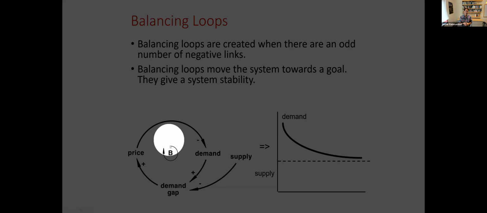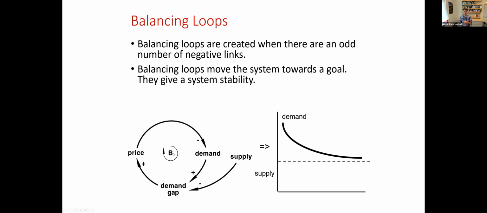We denote that with this B sign in the middle of the loop. And the typical behavior that comes out of balancing feedbacks is a system that is moving towards some underlying equilibrium, or the pressures that are pushing the system towards some underlying equilibrium.